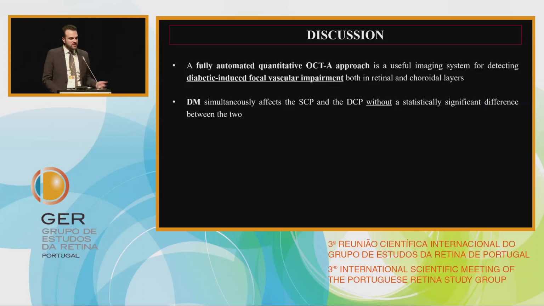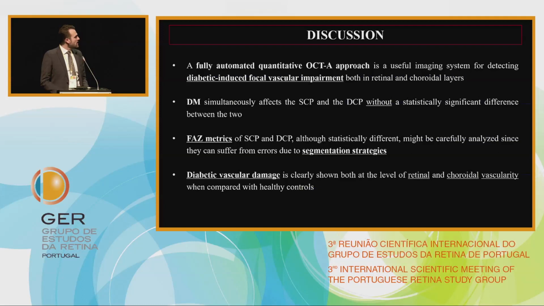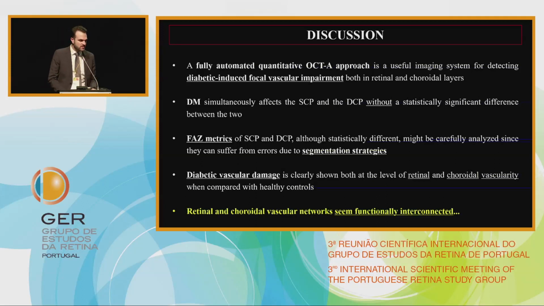A fully automated quantitative OCTA approach is a useful imaging system because it is able to detect diabetic-induced microvascular changes. Diabetic maculopathy simultaneously affects the superficial and the deep capillary plexus without a statistically significant difference between the two. And FAZ metrics should be considered, but they mostly rely on segmentation strategies of OCT angiograms. Diabetic vascular damage is clearly shown at the level of both the retinal and choroidal vascularities when compared with healthy controls. But interestingly, the retinal and choroidal vascular networks seem functionally interconnected.